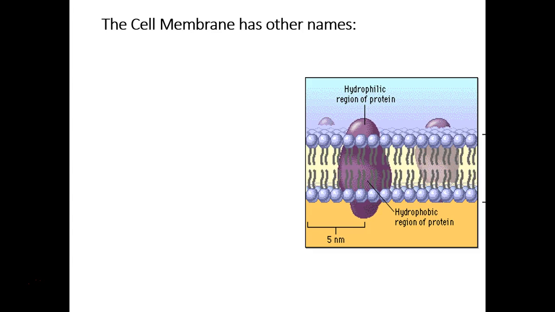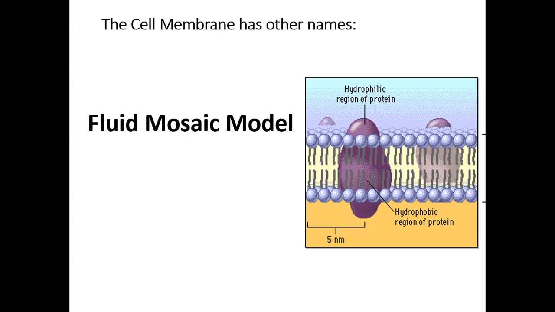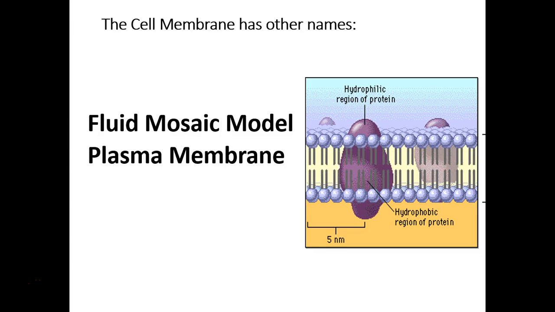All right, the cell membrane has other names in case you hear it. It has a fluid mosaic model. It has a plasma membrane and a lipid bilayer.